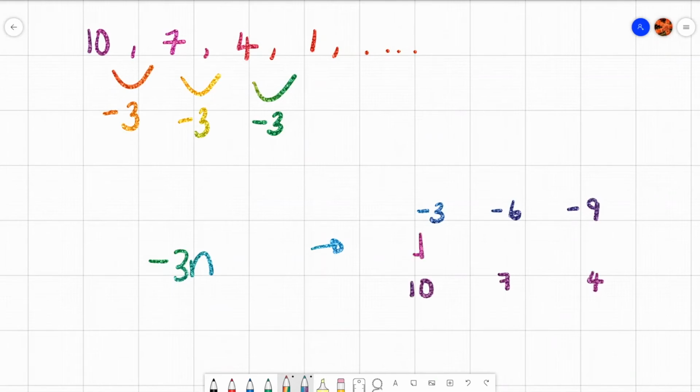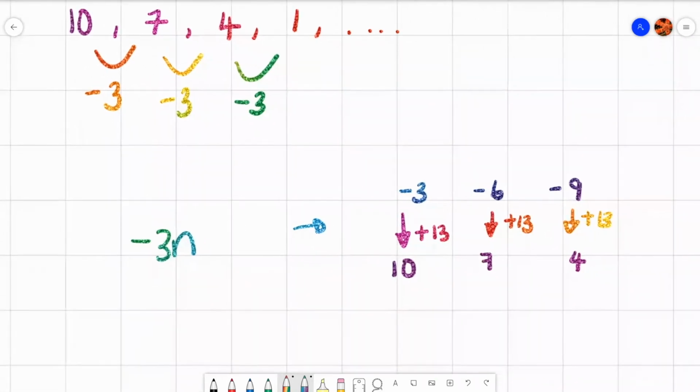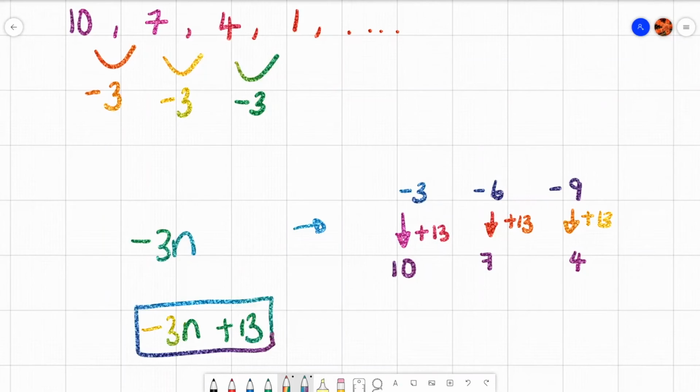Well, how do I get from minus 3 to 10? I have to add 13, don't I? Minus 6 to 7 is also add 13. And minus 9 to 4 is also add 13. Make sure you check these and you just don't guess them from the top of your head. So my sequence is minus 3n, add 13 each time.